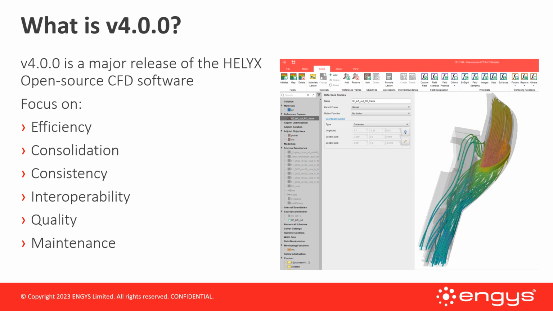The refactoring of the code in this new version unlocks next-level capabilities. Even though previous versions of Helix contained numerous CFD solvers and models for a wide range of engineering applications, certain limitations prevented users from fully exploiting the available features. In this version, we focused on efficiency, consolidation, consistency, interoperability, and quality and maintenance of the code.